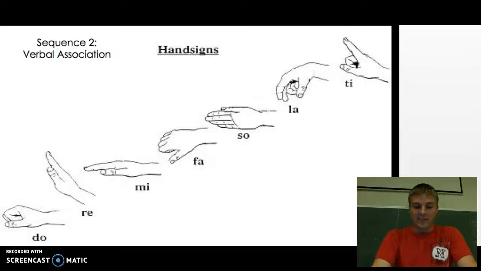Sequence 2, verbal association. In this sequence, students are taught to put names to patterns and tonalities they learned at the first level. They are now learned by using solfege syllables or rhythmic solfege between patterns. There are 2 types of verbal association. The main type is rhythm and tonal solfege syllables assigned to individual pitches.